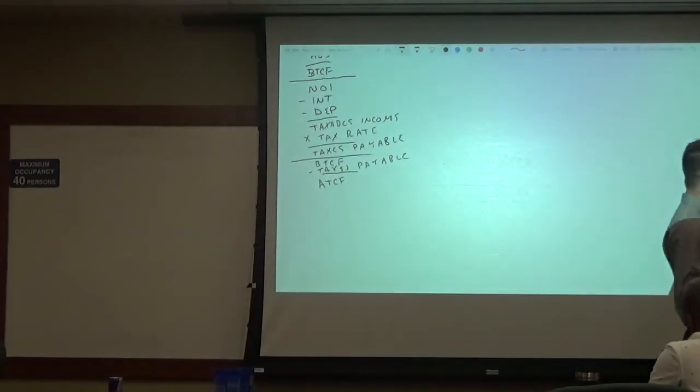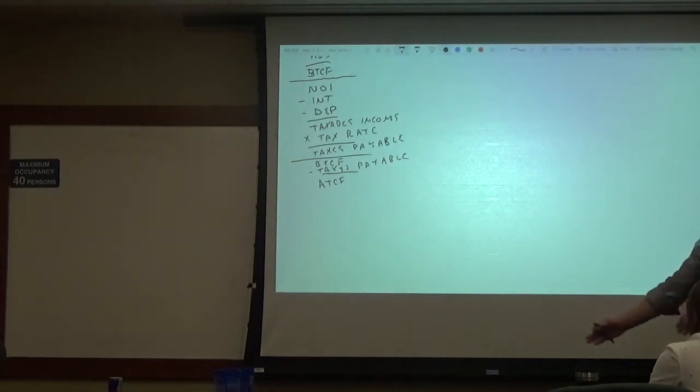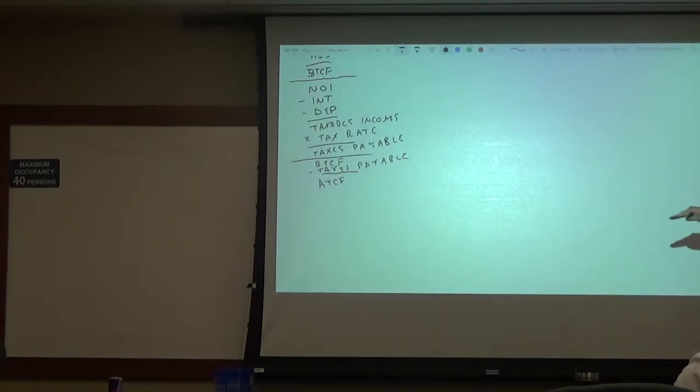Because we haven't talked about how you get that interest expense number. We haven't talked about how you get that depreciation number. We haven't talked about the tax rate yet, okay? What I'm doing now is just simply saying, here is the format for the income statement, okay? These are the line items, okay?